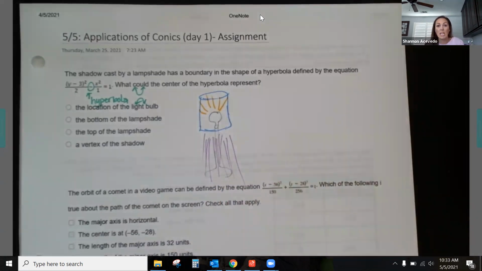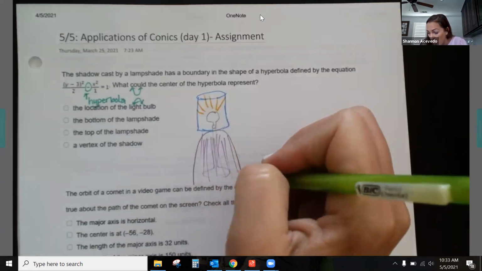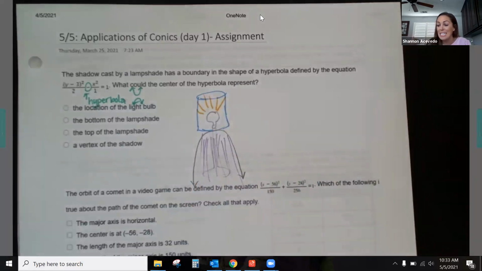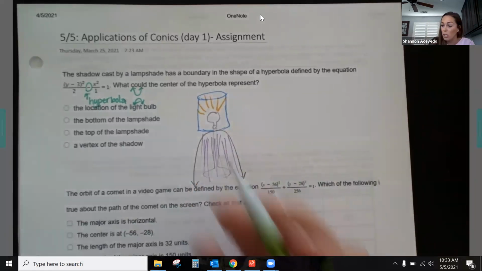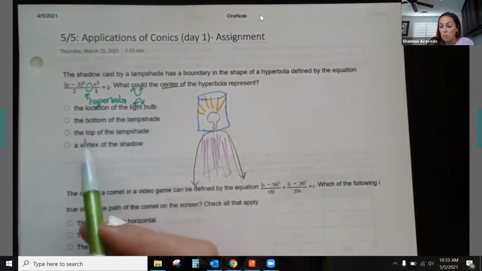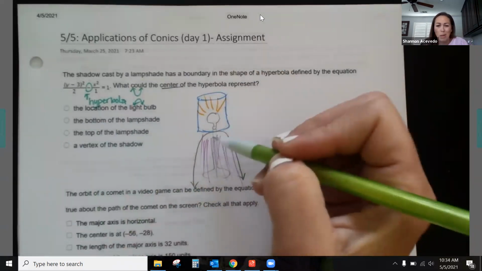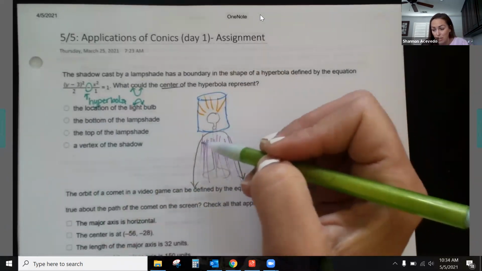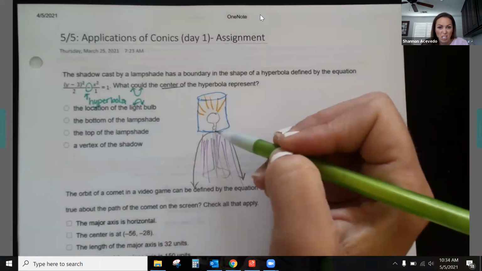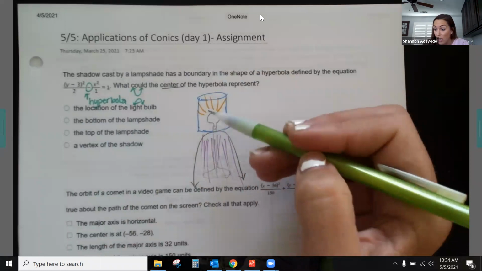So it's saying, if this is going to represent a hyperbola, this idea of this shadow going down, what would the center of that hyperbola be? What could the center of the hyperbola be? The location of the light bulb, the bottom of the lampshade, the top of the lampshade, or the vertex of the shadow? So my drawing isn't actually probably the best thing to be looking at, because this looks like it's the vertex of the shadow. That's not the case.